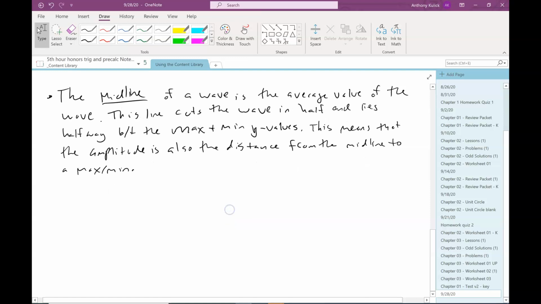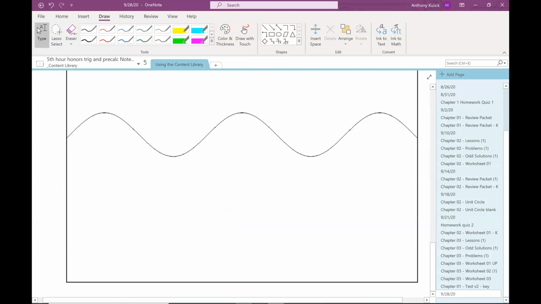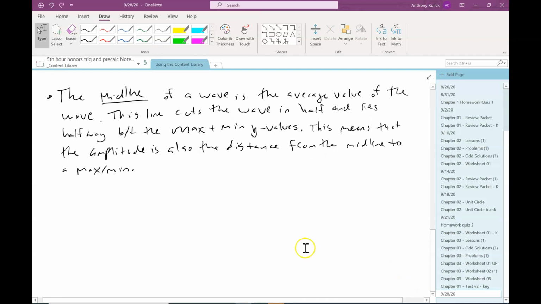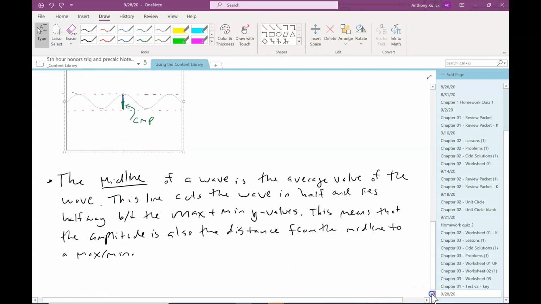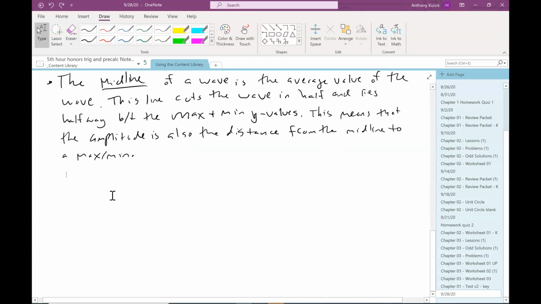So again, let's draw a little picture to illustrate what we mean by the midline. Let's just take this one. That's going to be way easier. So that would be our midline.